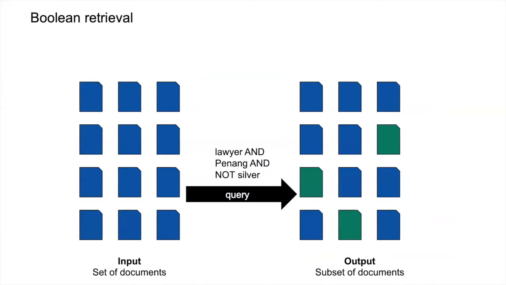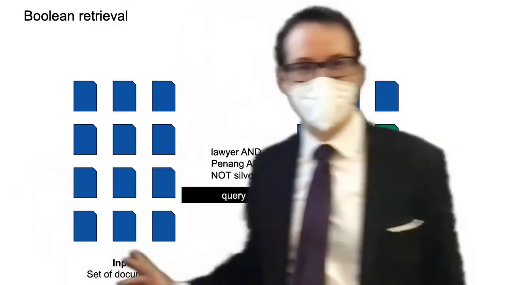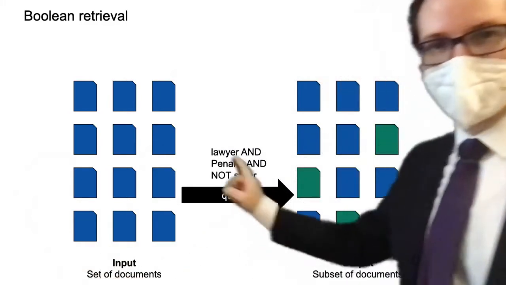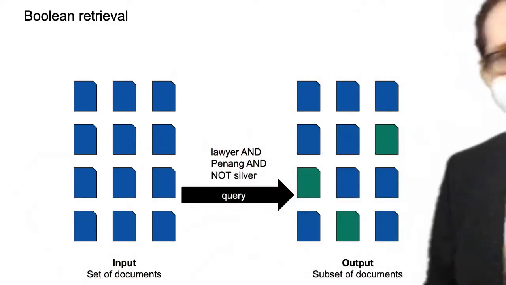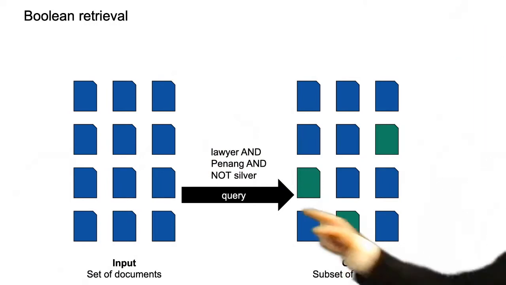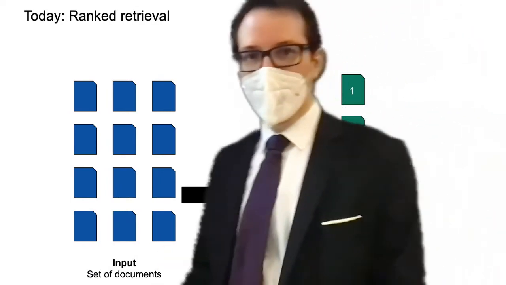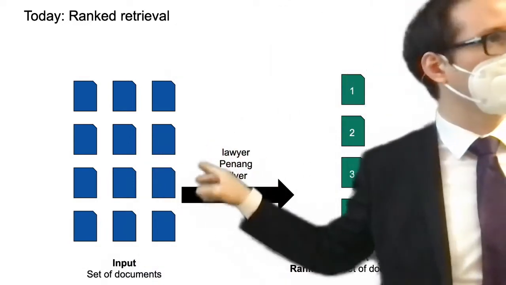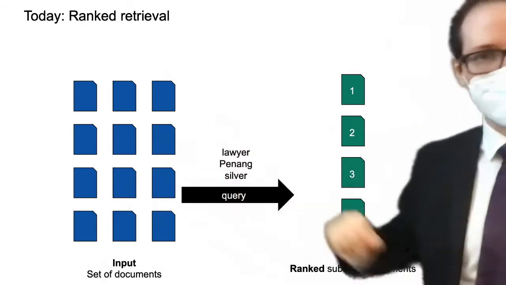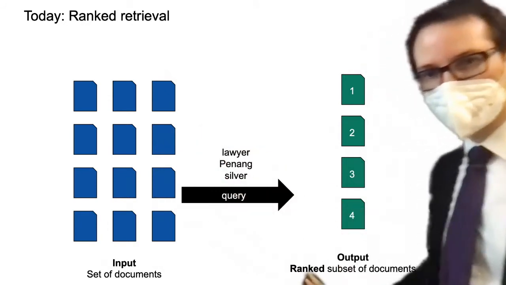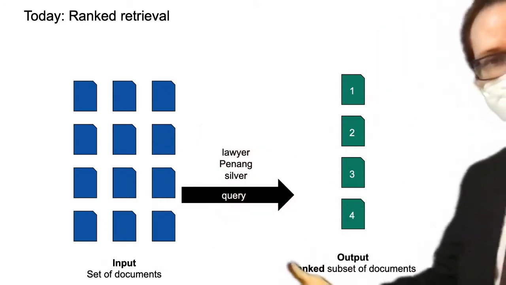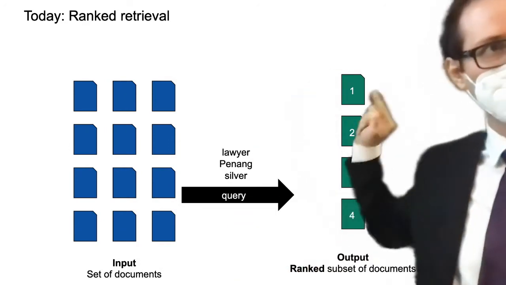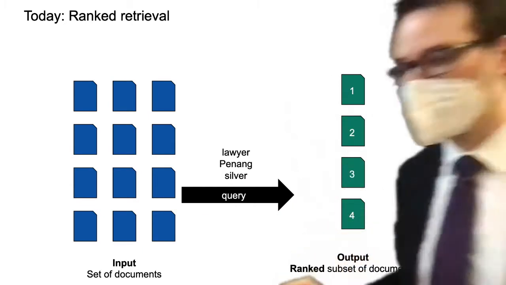So what we've seen so far is the Boolean retrieval. The input is a set of documents, and then we have this query with and, or, not, and so on. And then we output a subset of the original documents. Today, we are changing that. Today, we are going to have a query that's not necessarily a Boolean query, so a few words that you put in there. And we output a ranked subset of the documents. It's the ranked part that is new, because now we're saying, okay, this is the top document, this is the second best, this is the third, and so on.